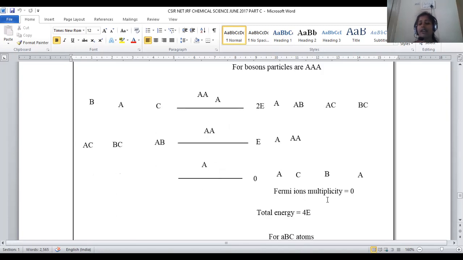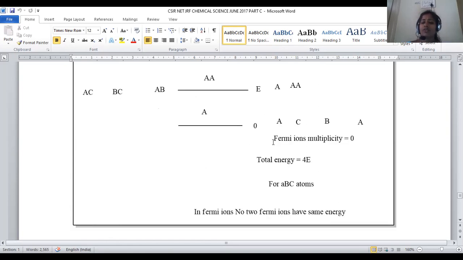And when we are taking fermions, fermions do not have any kind of multiplicity. We can't localize them in different arrangements. Only the possibilities A in the 2E level, A in the E level, A in the 0 energy level. So this is the possibility and the multiplicity. That means randomness and probability will be 0 for these fermions. Then the total amount of energy for all these 3 particles is provided as 4E. For A, B, C atoms, Fermions, no 2 Fermions have equal energy.